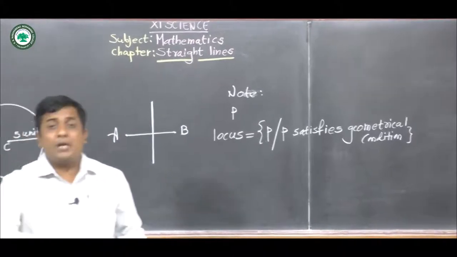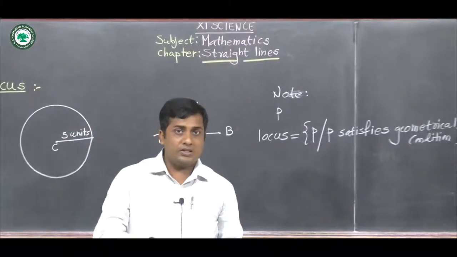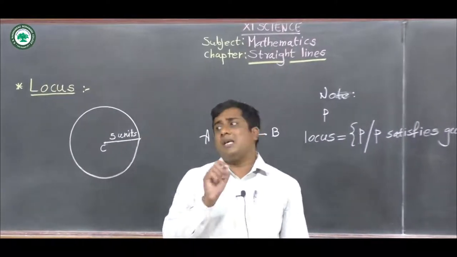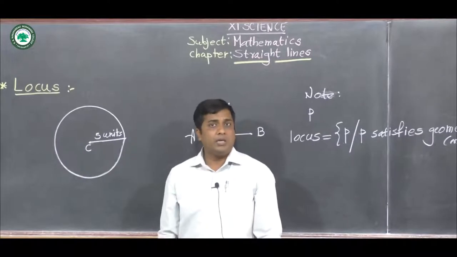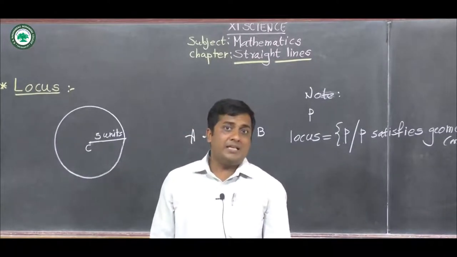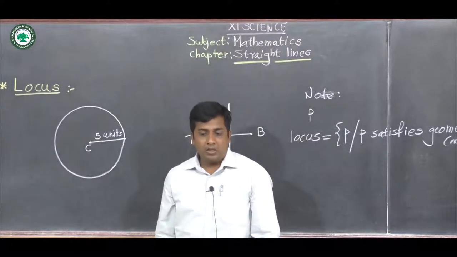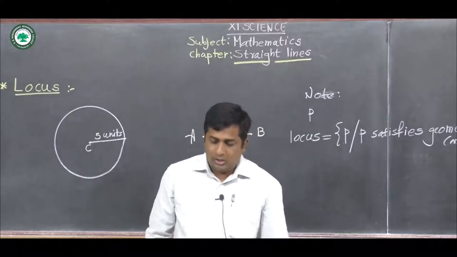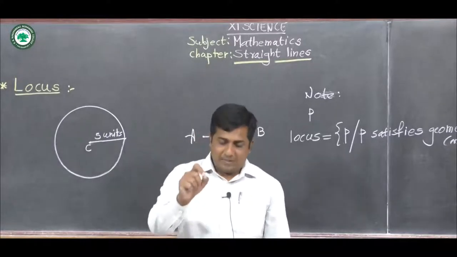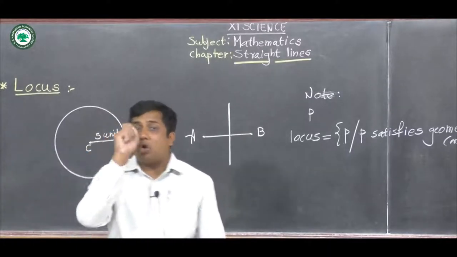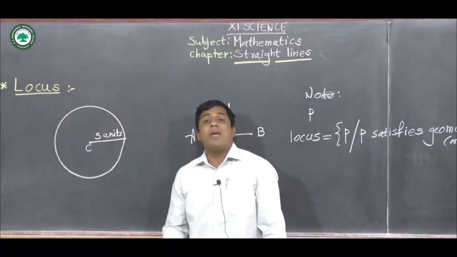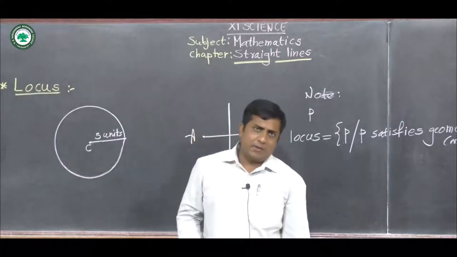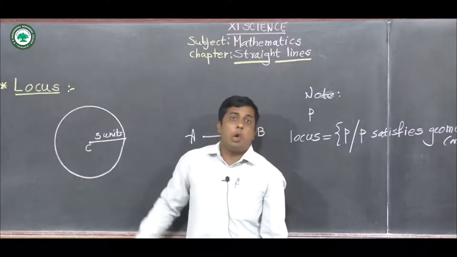Now we consider the equation of the locus. The equation of a locus is an algebraic relation, and we consider one point which satisfies the equation of the locus. So the equation of a locus is an algebraic relation satisfied by the coordinates x, y of every point of the locus. So this is our concept for the locus of a point.